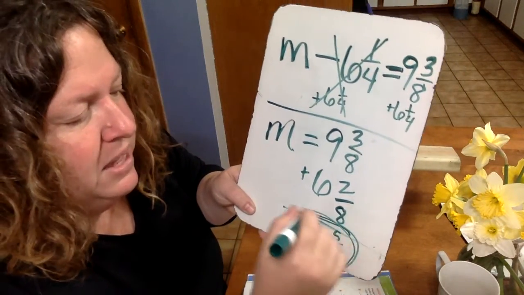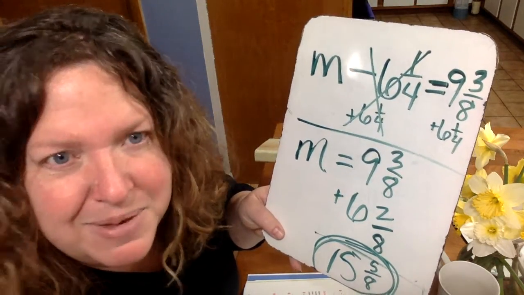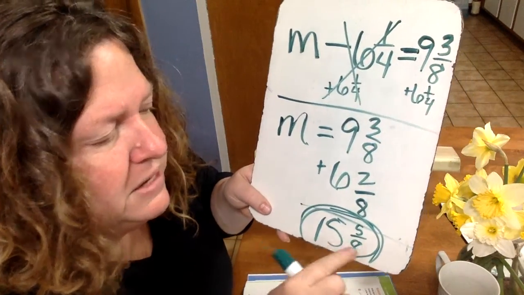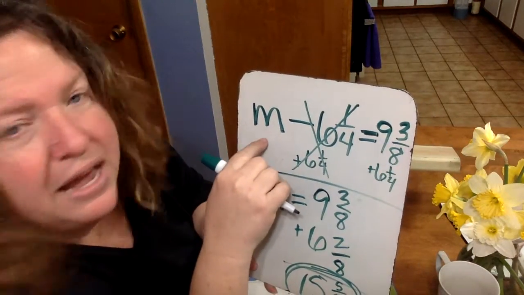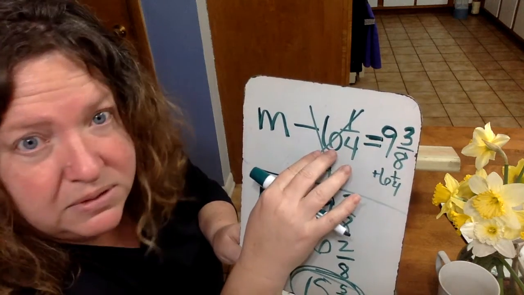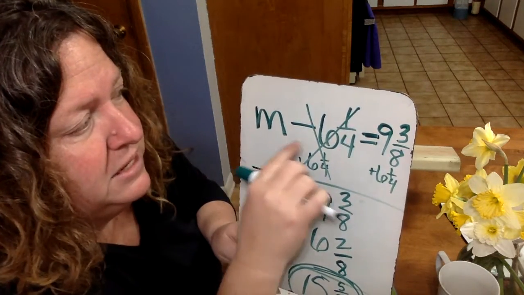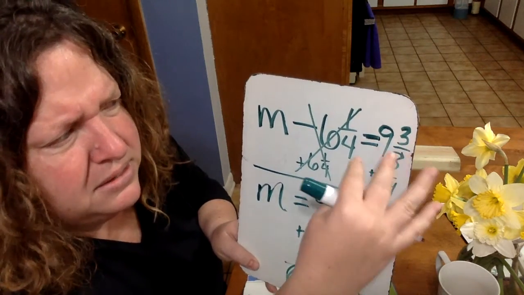Now, the last thing before you end is go back and say, does that make sense? 15 and 5/8 is a little more than 15 and a half. If you started with 15 and a half and took away about 6 and a fourth, 15 and a half minus 6 and a fourth, would that give you 9 and about a fourth?